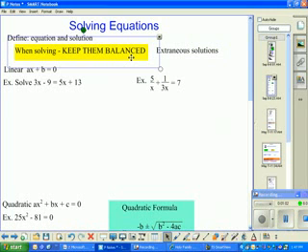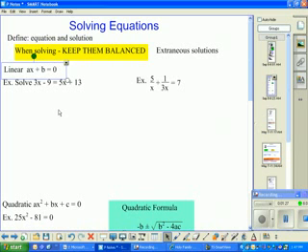Always, whenever you're solving, keep the two sides balanced. So whatever you do to one side, you must do to the other side. We're going to start out by solving a linear equation. A linear equation is in the form of ax plus b equals 0. Now you might not have a b, it might be just something like 2x equals 0 or 2x equals 5, etc. But you can always get them equal in this format.